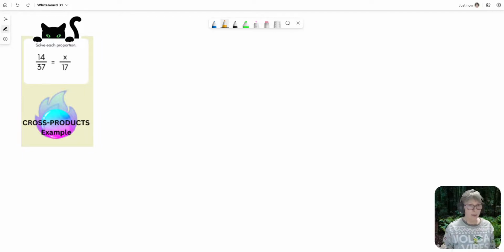We're going to do an example with cross products. Previously, we did the between method. In the between method, we looked across to see if there was an easy multiplier, because it's quick. And 37 and 17, no, you can't multiply 17 by anything and get 37. Both those numbers are prime. That's not going to work.